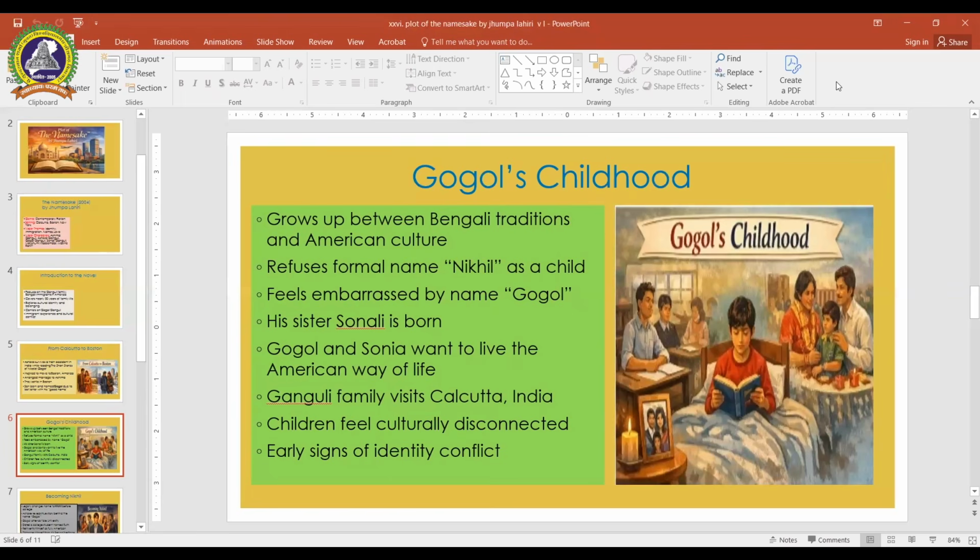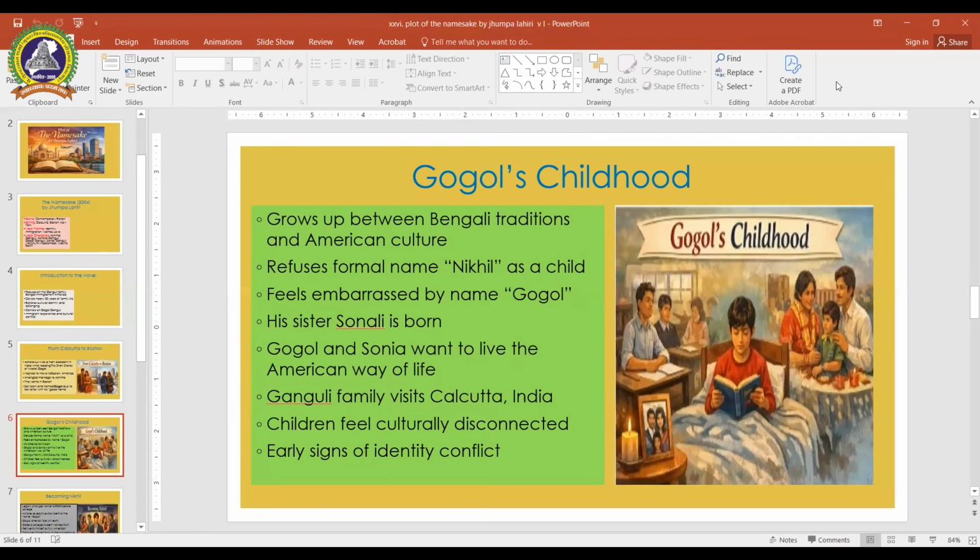Ashok and Ashima try to raise their children with their Bengali culture, Bengali tradition. Ashima and Ashok celebrate Bengali holidays and they invite Bengali friends to their house for parties. They celebrate Bengali festivals. But Gogol and Sonia often want to live like their American friends. They want to follow American culture, American way of life. And this sometimes creates a tension in the family. There is a cultural conflict.